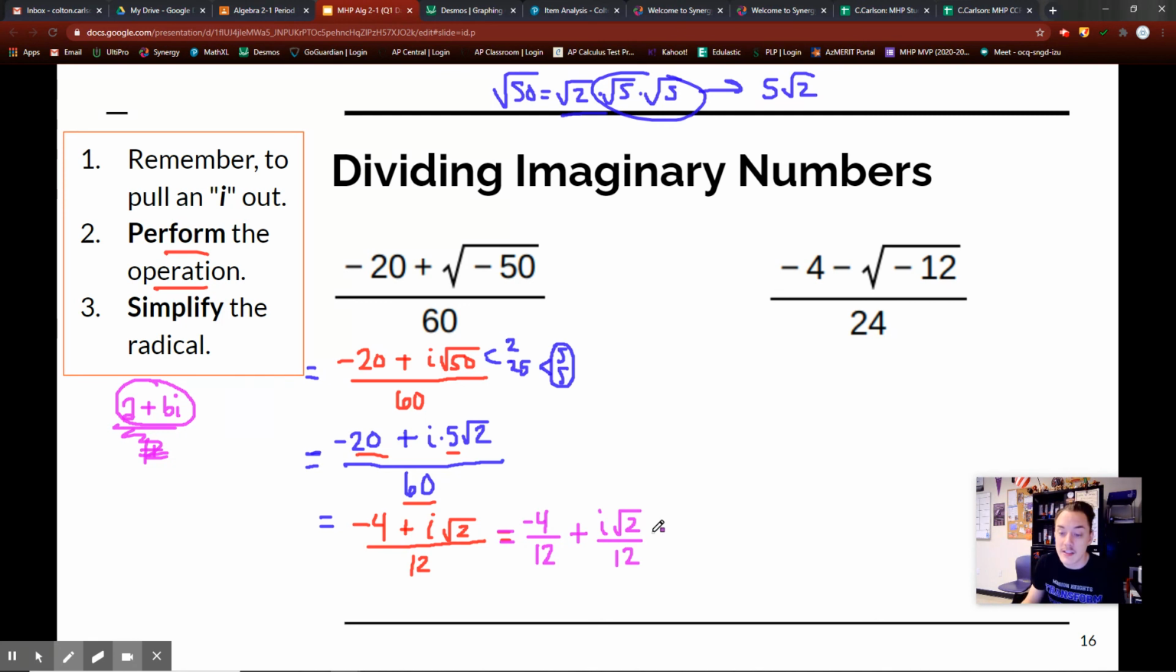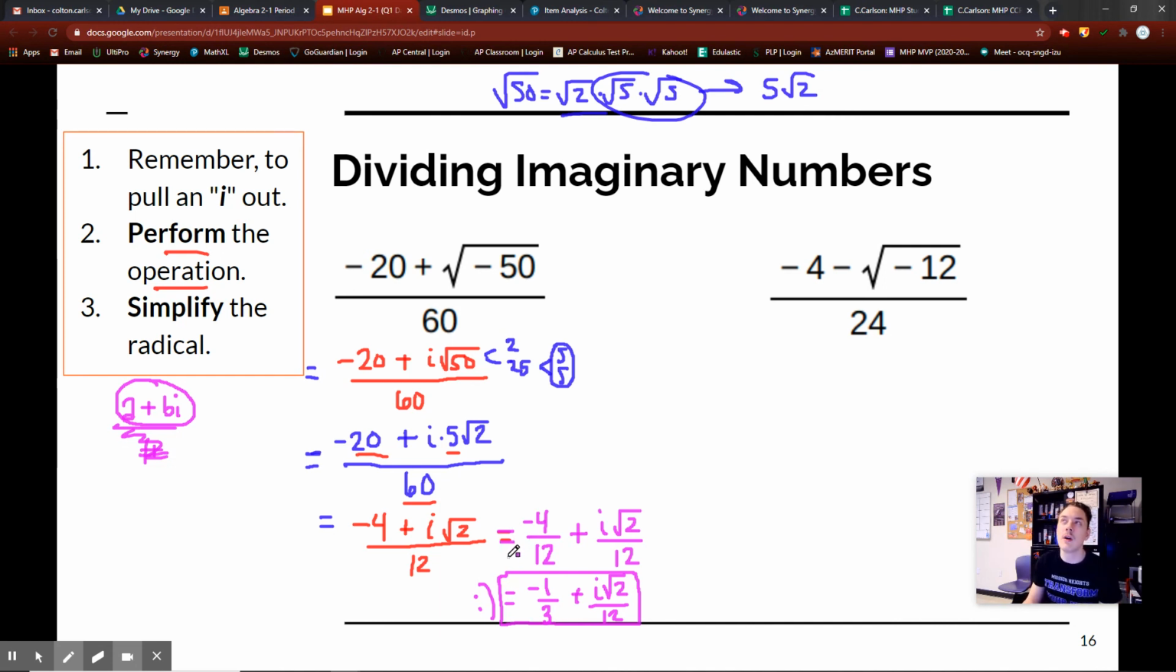And then, of course, this just simplifies very simply. Negative 4 divided by 12 is just negative 1/3. And then plus i times radical 2 all over 12. This right here is my final answer. Okay, that is my final answer.